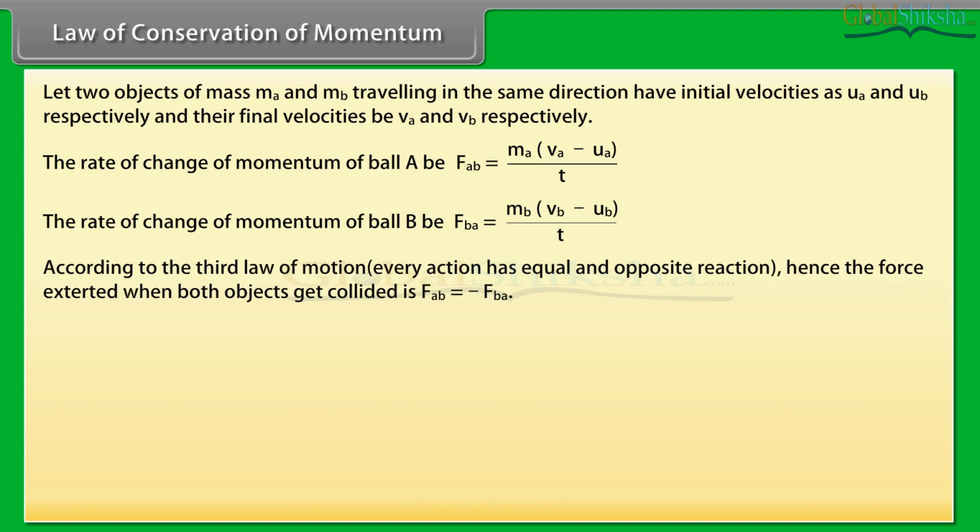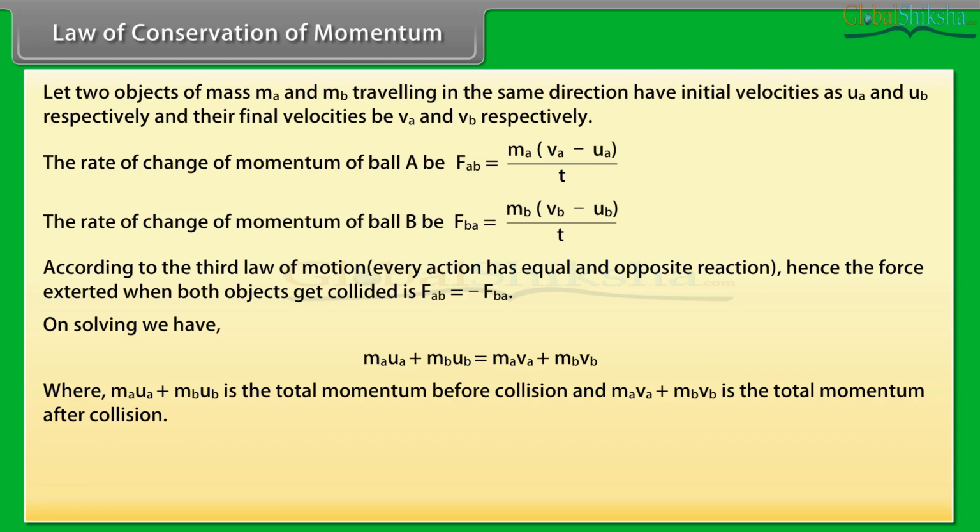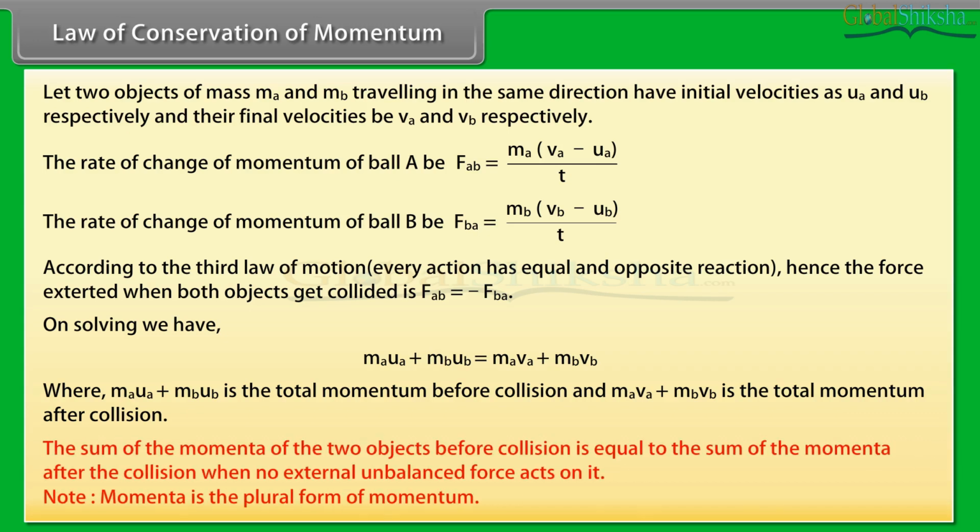According to the third law of motion, every action has equal and opposite reaction. Hence, the forces exerted when both objects collide are FAB equals minus FBA. On solving, we have MAUA plus MBUB is equal to MAVA plus MBVB, where MAUA plus MBUB is the total momentum before collision and MAVA plus MBVB is the total momentum after collision. The sum of the momenta of the two objects before collision is equal to the sum of the momenta after the collision when no external unbalanced force acts on it.